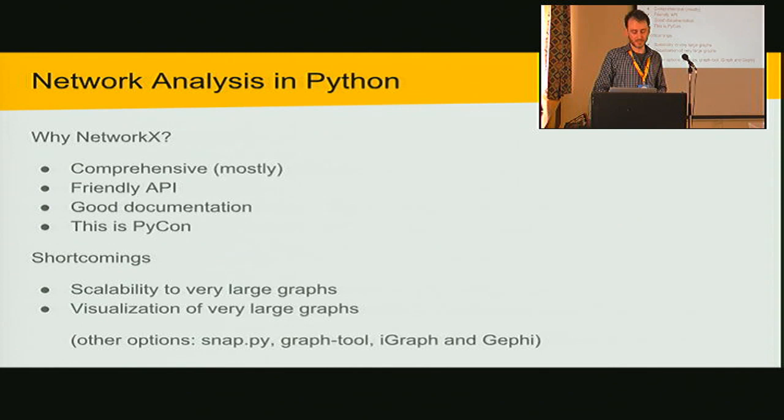The shortcoming of NetworkX is scalability to very large graphs. As a rule of thumb, when you hit around a million nodes, that's where things get clunky. The same goes for visualizing very large graphs. There are other options like SnapPy, graph-tool, iGraph, and Gephi, which is not Python, just as a reference.